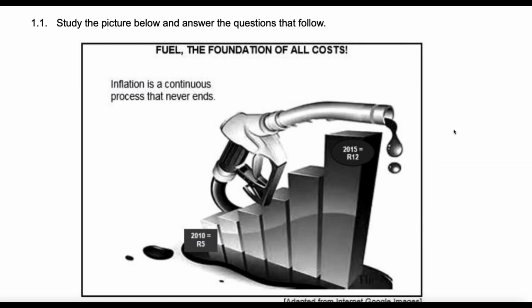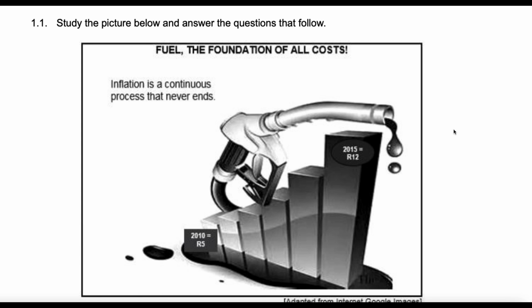So it says here, study the picture below and answer the questions that follow. Okay, it says fuel, the foundation of all costs. Well, true, right? Because if petrol prices are high, it's going to be expensive to transport goods and services. So everything else tends to go up in prices if petrol, diesel is more expensive.